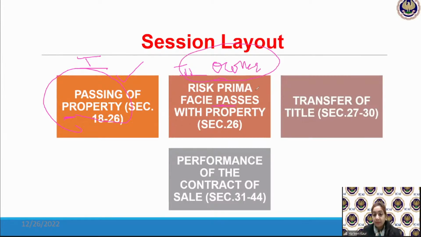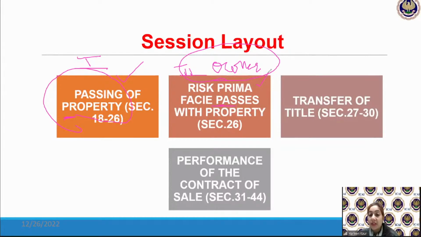Write down this very important line. Under sale of goods, whosoever is the owner of the goods is said to bear the risk of ownership. Whosoever is the owner of the goods is bound to bear the risk of ownership of those goods. Which means once the goods are sold and the buyer becomes the owner of the goods, then he bears the risk of loss on those goods.